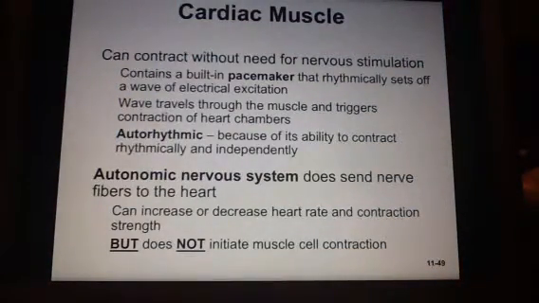So the cardiac muscle can contract without a nervous stimulation because it has that built-in pacemaker that sets off the wave of electrical excitation. We already talked, oh no, that's AMP2, I'm sorry. In AMP2, you will talk about the cardiac conduction of the heart, but basically the wave travels through the muscle and triggers the contraction of heart chambers. The autonomic nervous system does send nerve fibers to the heart. It can increase or decrease the heart rate and the contraction strength, but it does not initiate the muscle cell contraction. So it can kind of regulate, but doesn't initiate.